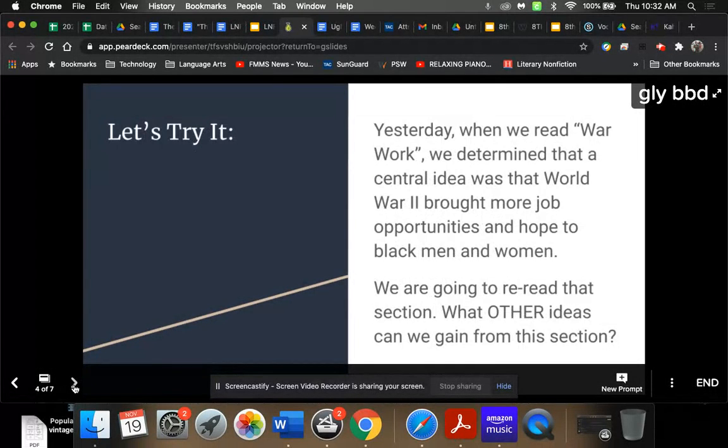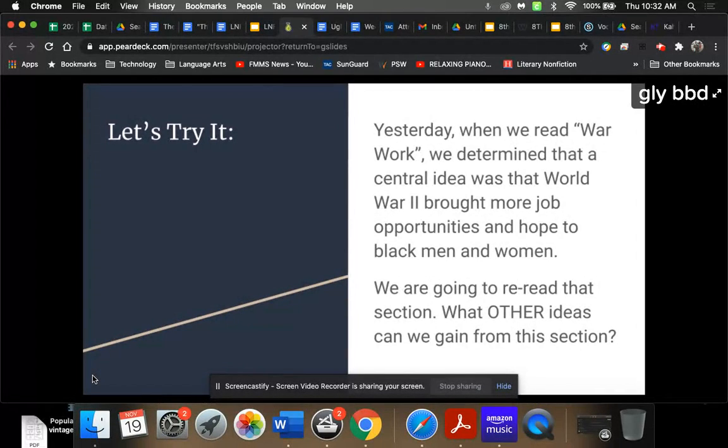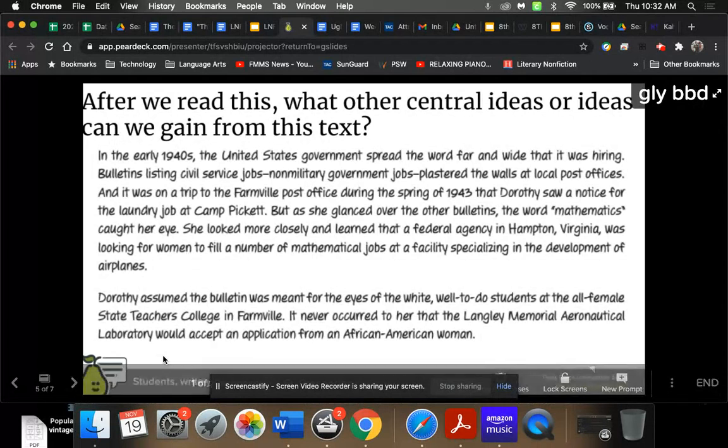So we're going to try it with what we read on Tuesday called War Work, okay? And one of the central ideas that we found with War Work was that World War II brought more job opportunities and hope to Black men and women. So we're going to reread it and think, what else can we get from this section? What other things can we get from this information? So here we go. As I read, you guys can type what other central ideas you are noticing. Remember, a central idea is a sentence about the topic, okay?